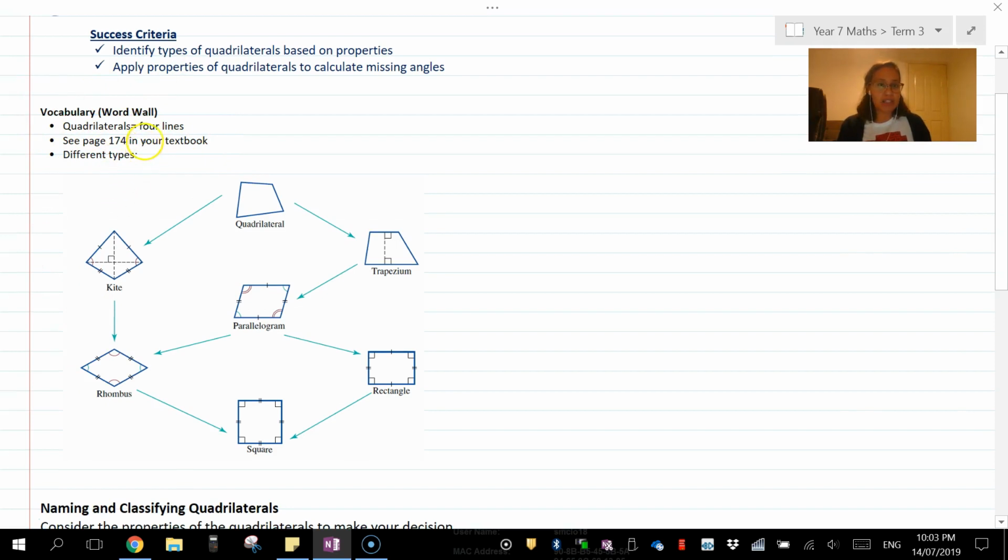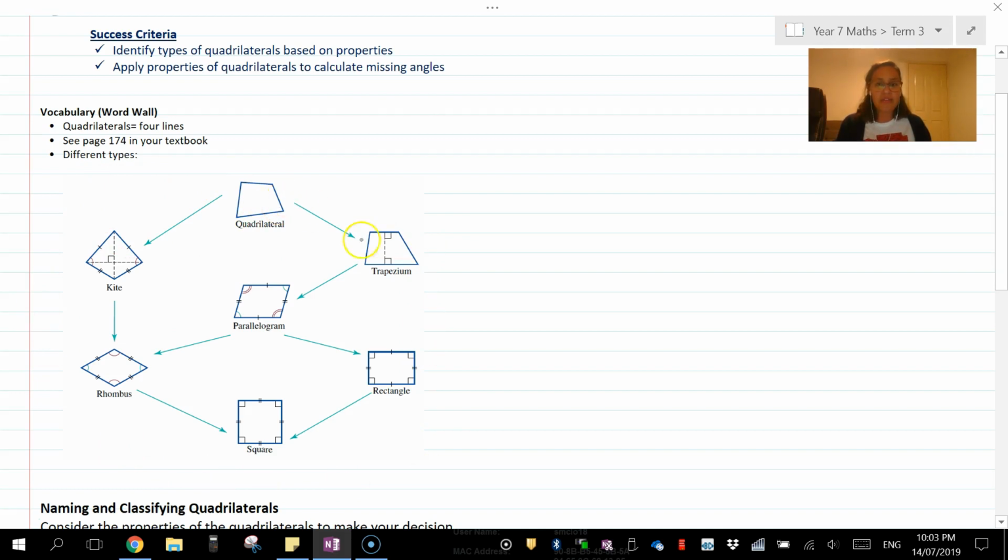Page 174 has a really detailed explanation in your textbook, but I'll do a kind of crash course here, and I'll try to make it pretty easy. I feel like this is a really awesome diagram that describes how they are all interconnected. Sorry, not a flowchart, but a systematic diagram. So all of these shapes are quadrilaterals, all of them, because they've all got 4 sides.